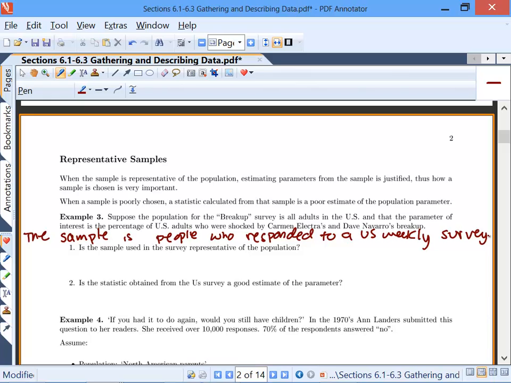So to start with, is the sample in the survey representative of the population? Okay. So our sample is people who responded to a U.S. Weekly survey. Okay. What was our population? All adults in the U.S. Okay. So do you think that your sample of people who responded to Us Weekly is representative of all adults in the United States? No. Okay. Why not?